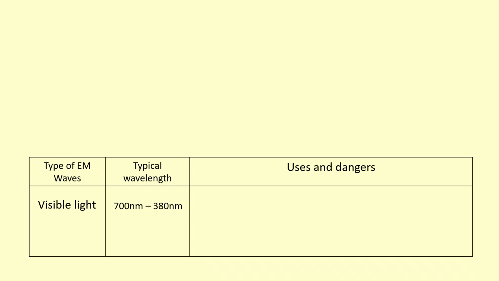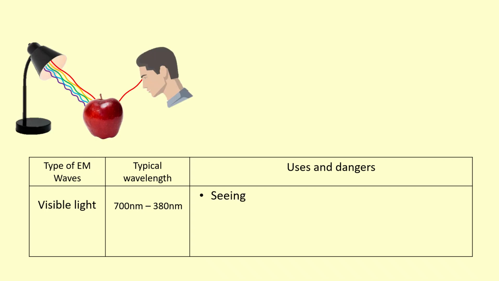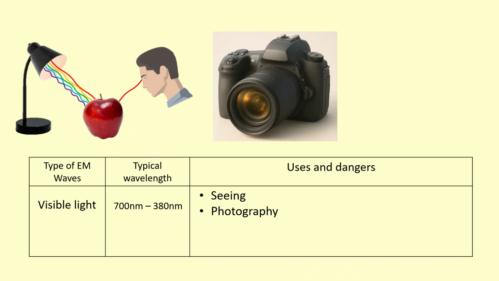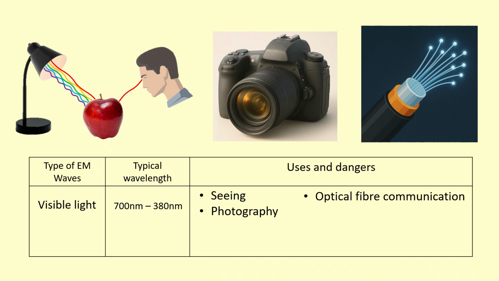Okay, next we've got visible light. That's the light that we can see, which is why we call it visible. Okay, it's obviously used for seeing. So when we see an apple, that's because light is reflecting off that apple and it's going into our eyes. It's used in photography. It's used in optical fiber communication. So your internet right now is probably optical fiber. That means the information is being transferred as light through the optical fiber.